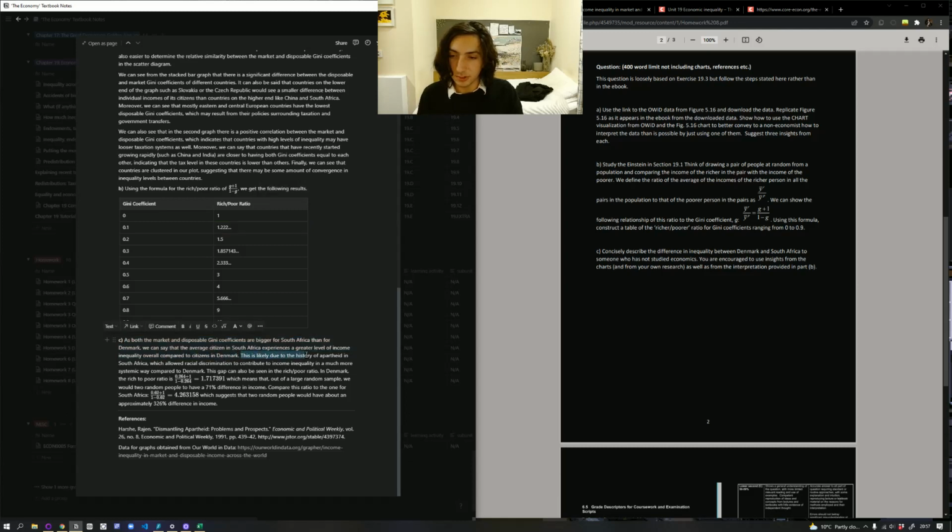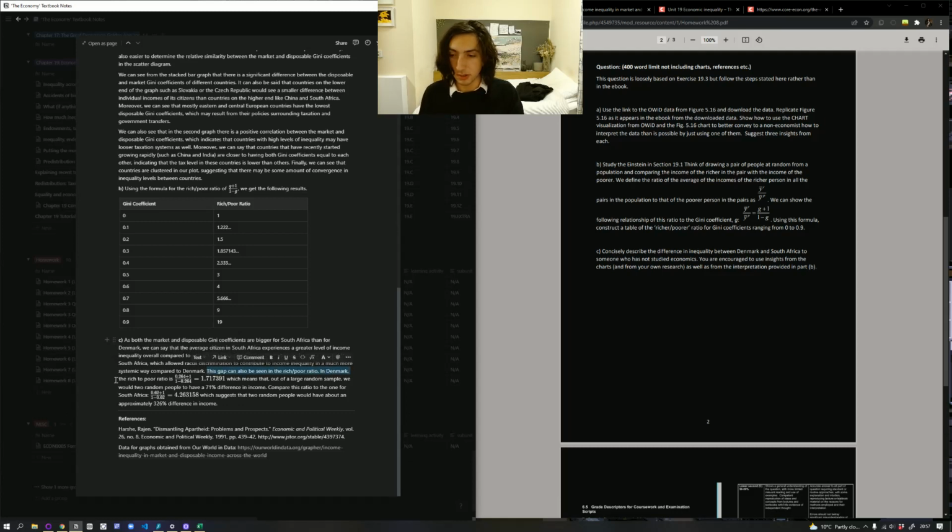This is likely due to the history of apartheid in South Africa, which allowed racial discrimination to continue to contribute to income inequality in a much more systemic way compared to Denmark. Sorry, lapse of memory there. This gap can also be seen in the rich-poor ratio.